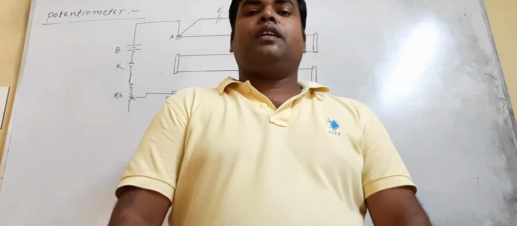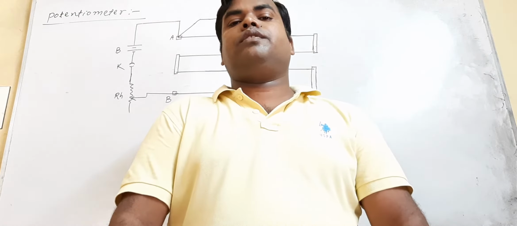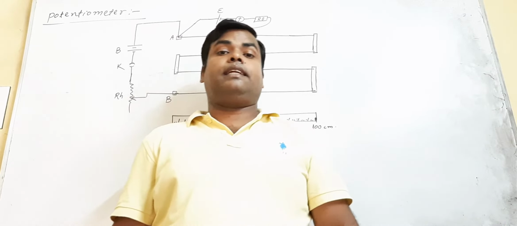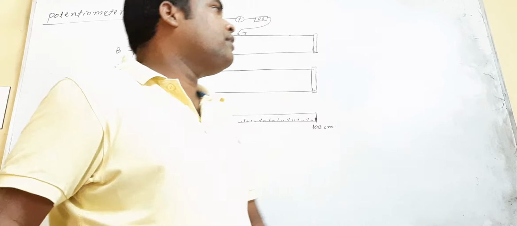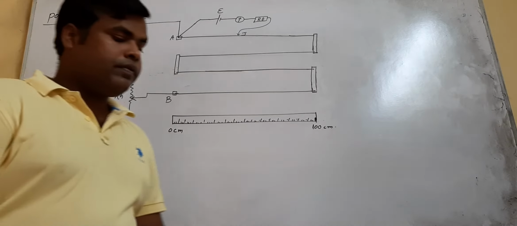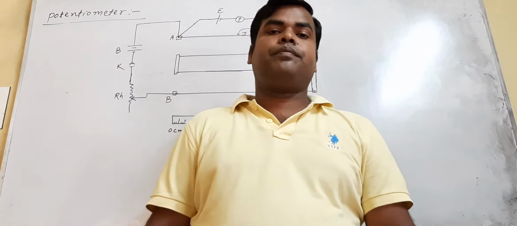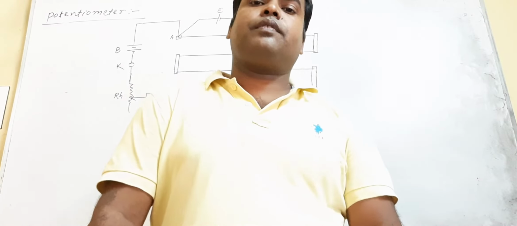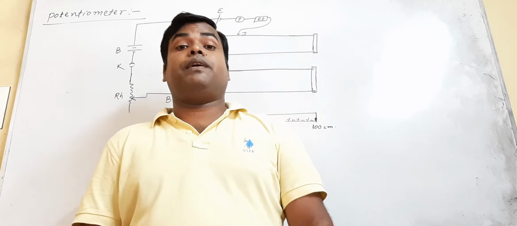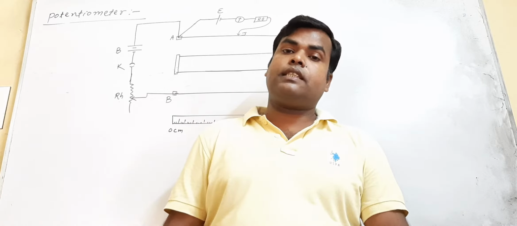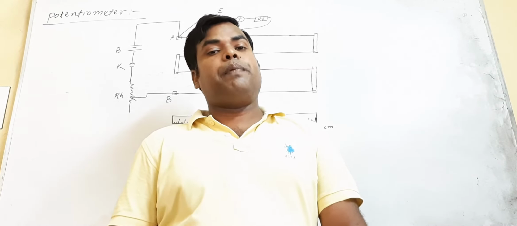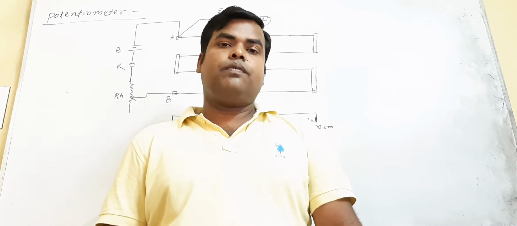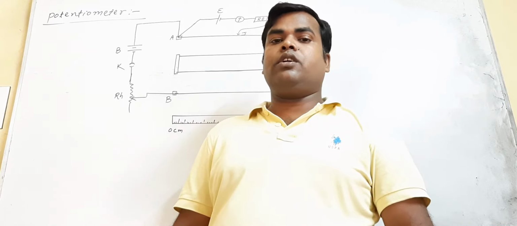Dear children, today we'll discuss a very important topic of this chapter, current electricity. The topic is potentiometer. What is a potentiometer? You remember, it is a device used to measure the EMF of a cell, the internal resistance of a cell, and to compare the EMFs of two cells.